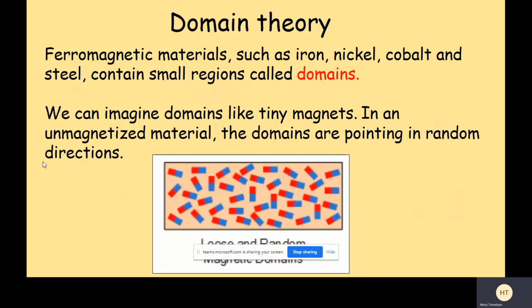So ferromagnetic materials such as iron, nickel, cobalt, and steel. Steel is an extra on there, but it's ferromagnetic because it contains a lot of iron, so it's not just iron there. But these things which are affected by magnets, why are they affected by magnets? Because they contain these small little regions called domains. And on that diagram at the bottom of the screen, we've shown the domains like tiny little magnets. Normally in an unmagnetized material like an iron nail, the domains are just pointing around in random directions. So that's the same as what we've got in the diagram there. They're like tiny little magnets, and when it's unmagnetized, the domains are pointing in random directions.